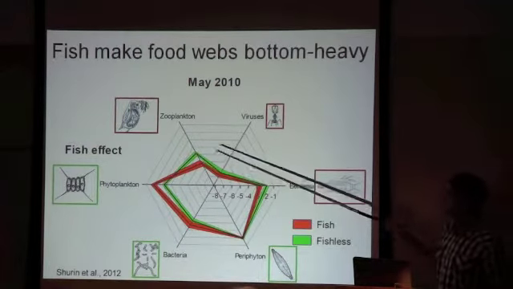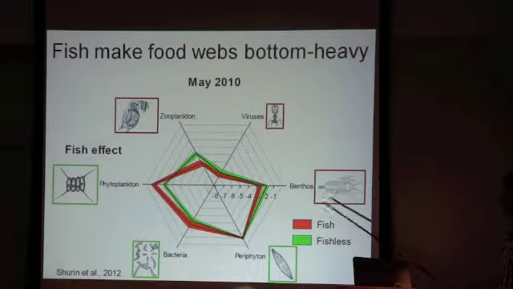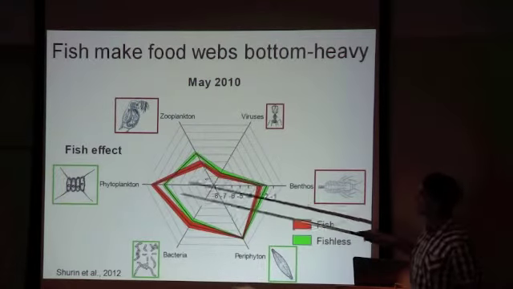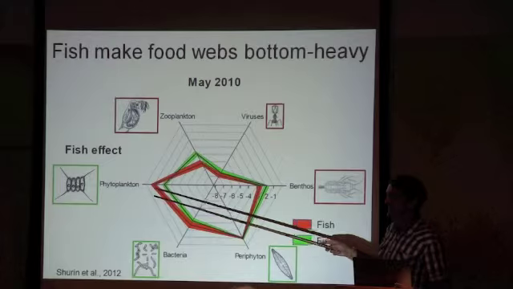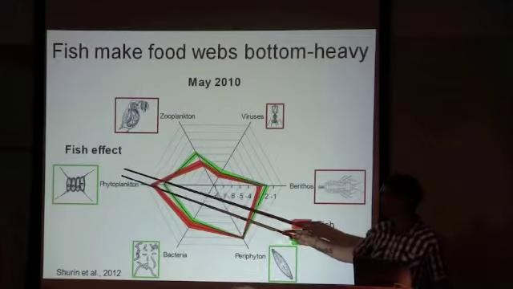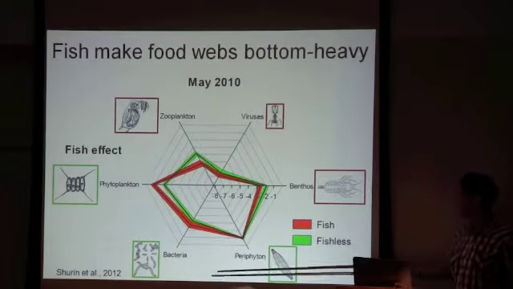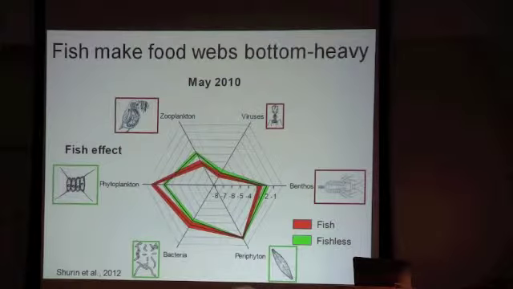So they decrease the abundance of zooplankton and benthos, which are fish food. That's what fish eat. That's what you'd expect them to do. We see increases in phytoplankton. So this is the trophic cascade. Phytoplankton, bacteria, and periphyton. That's all completely expected.